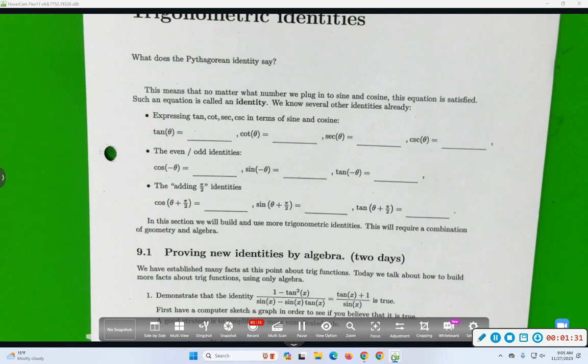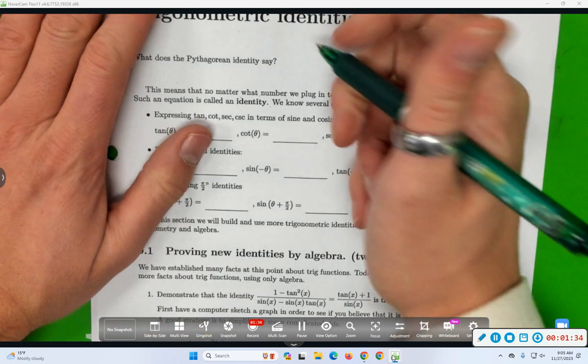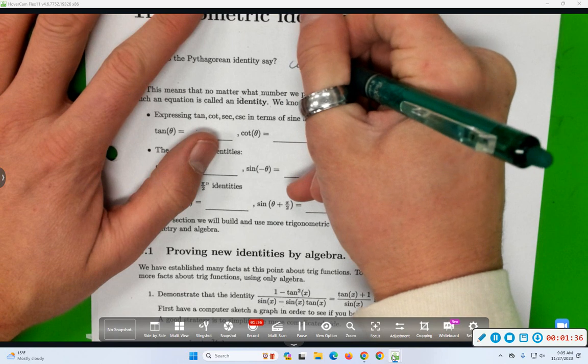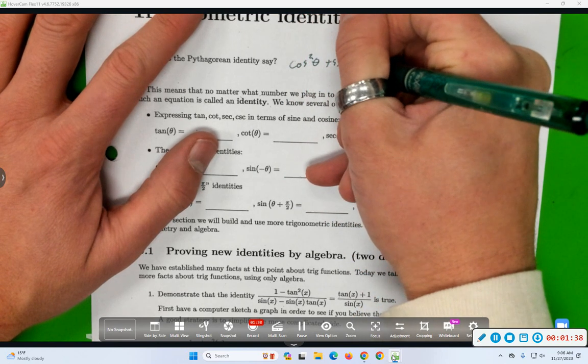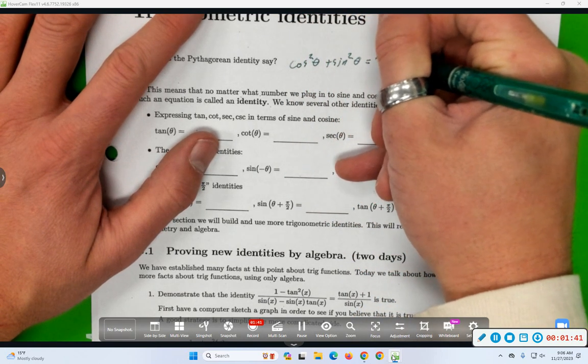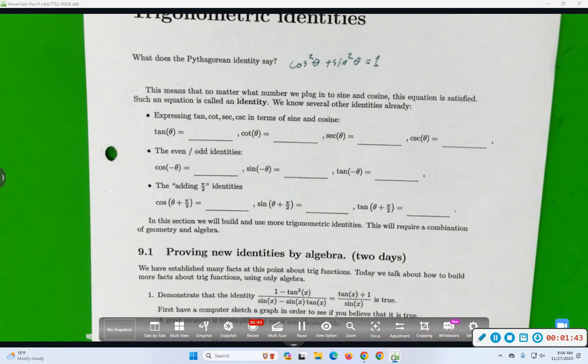The Pythagorean identity is the identity that says that no matter what angle you pick, cosine squared theta plus sine squared theta is always equal to 1. And when we say that a thing is an identity, we're saying that it's an equation, and that equation is always true no matter what angle you plug into it. So it's not an equation that you could solve for theta, because this is an equation that's true no matter what theta is. And we know a bunch of others.